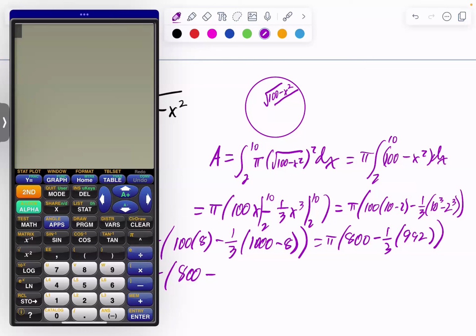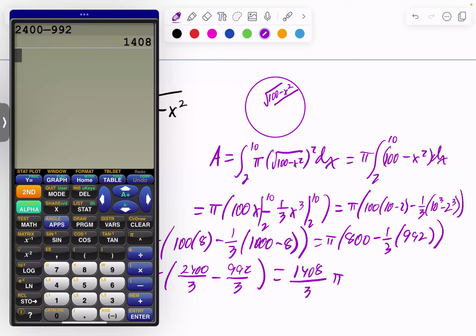No. So we're going to have to get a common denominator. So this is going to have to become 2400 over 3 minus 992 over 3. So 2400 minus 992 gives us 1408 over 3 times pi. And like it or not, that is our answer.